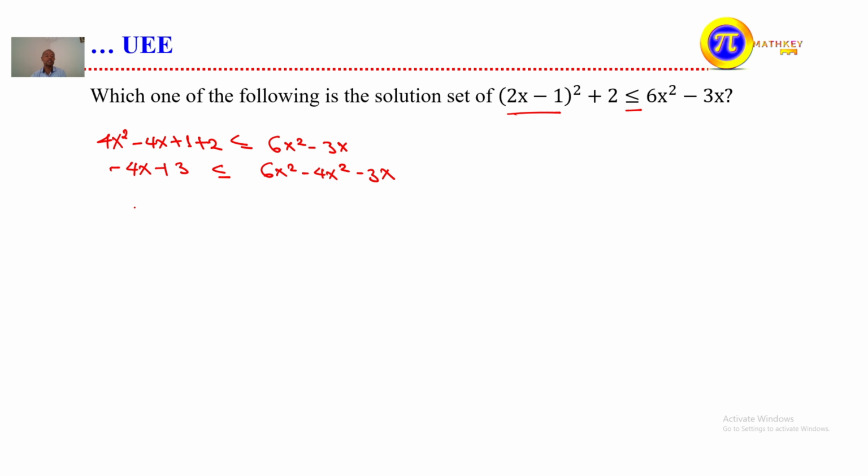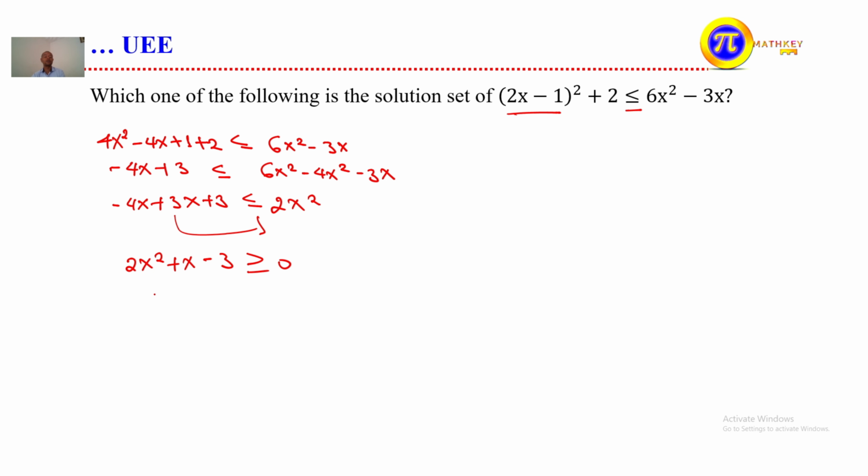This is equivalent to the following. Let's take negative 3x to the left side. That means negative 4x plus 3x plus 3 is less than or equal to 2x squared. If we bring this to the right side, this becomes 2x squared plus, since negative 4x plus 3x is negative x, minus 3, which is greater than or equal to 0.